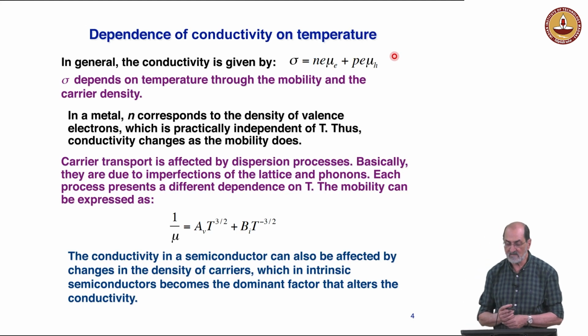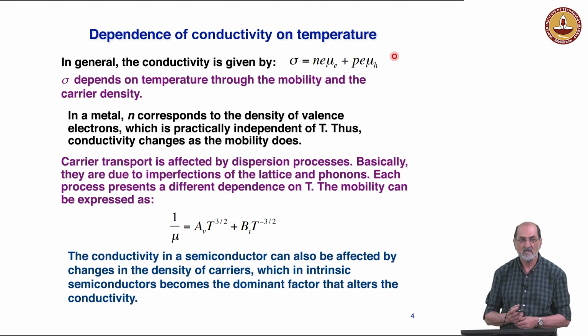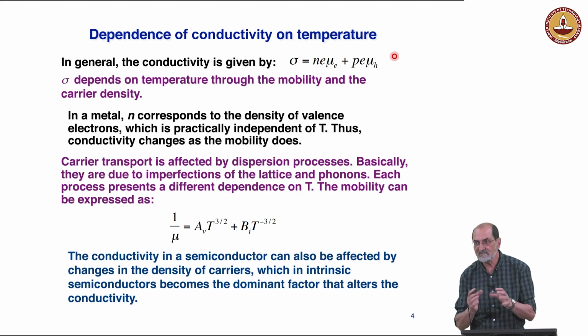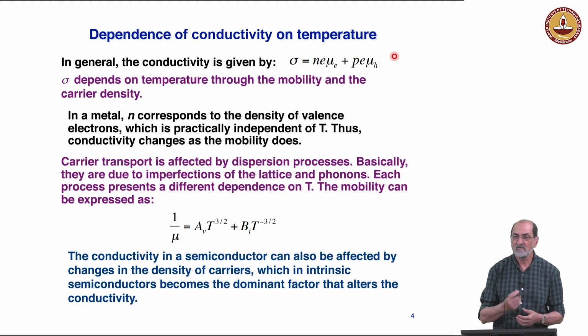But at the same time, as we increase the temperature, the role of imperfections in the crystal is reduced. The higher the temperature, the higher the speed of the carriers. And if there is an imperfection, the higher the speed, the less inconvenience that defect creates to a carrier moving.